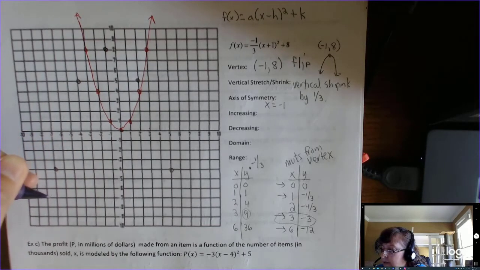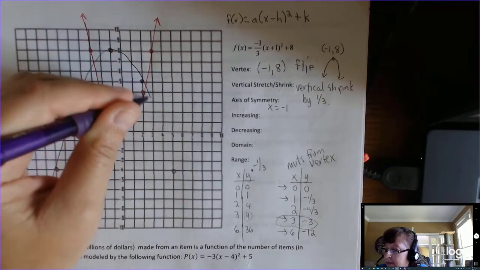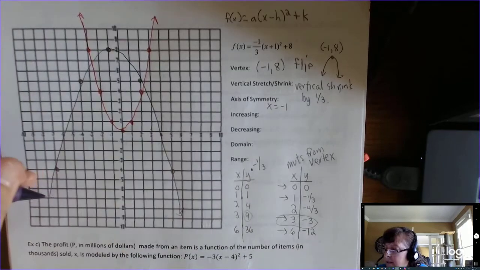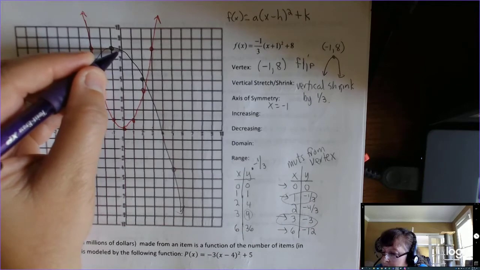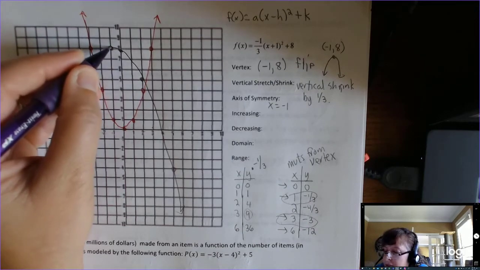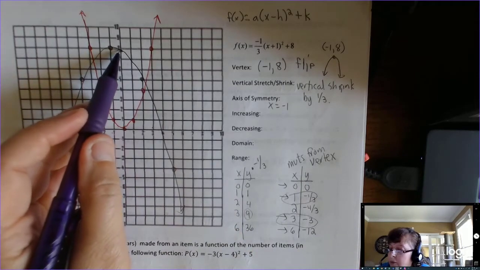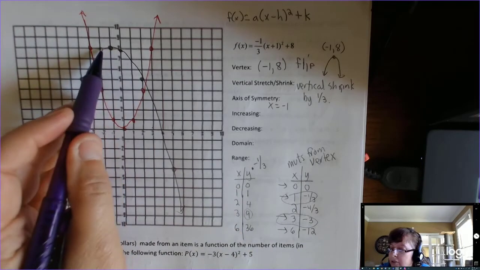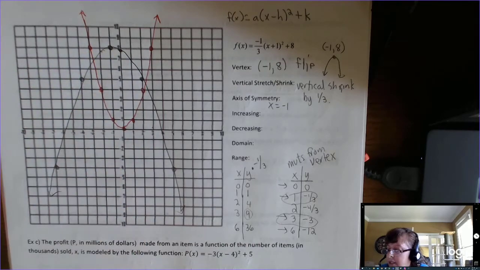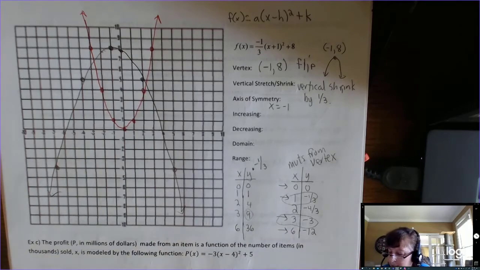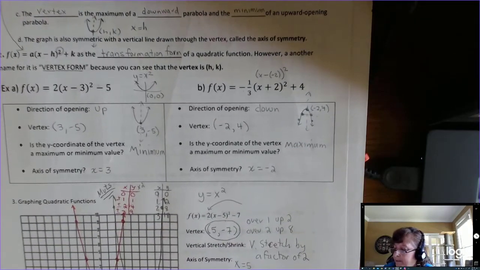There. So I get this vertically shrunk graph. Now let's go back to this one because I skipped it. If I go over 1, about negative 1/3 is about right here. You can see what happened is your x coordinate stayed the same, but your y coordinate was 1 and it got multiplied by 1/3. So it's vertically shrinking.